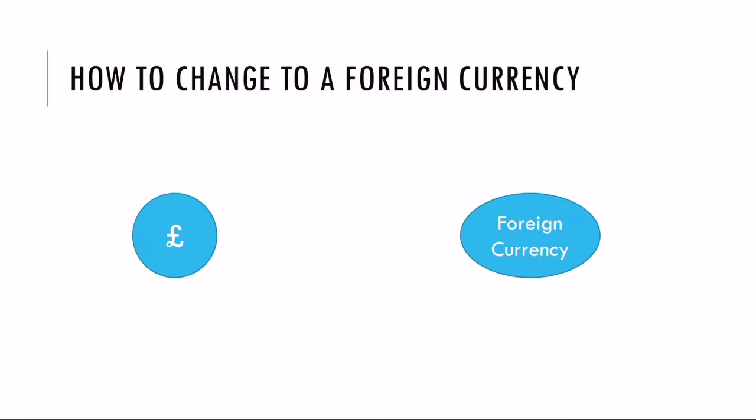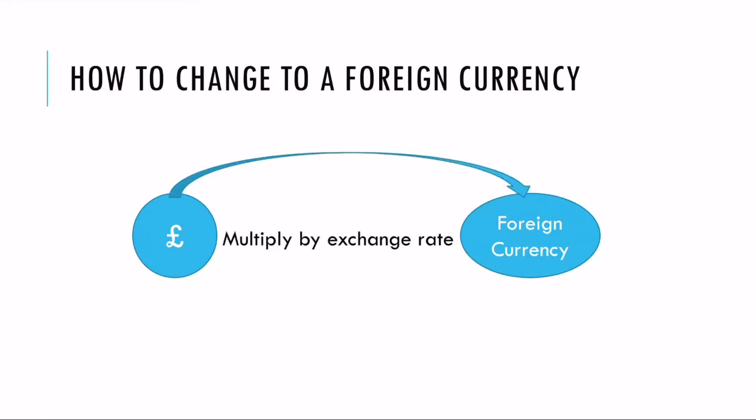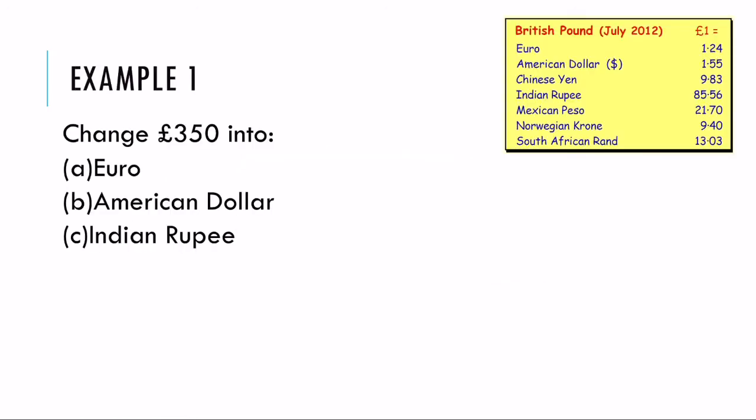So how do we change to a foreign currency? Changing from the pound to a foreign currency, we multiply by the exchange rate that we are given for that particular currency. So let's look at how this works in example 1. We have a table up the top right hand corner of some different exchange rates in July 2012. Exchange rates change all the time, so if you're doing an exercise or working from a textbook, you use the exchange rate that they give you in that particular exercise.